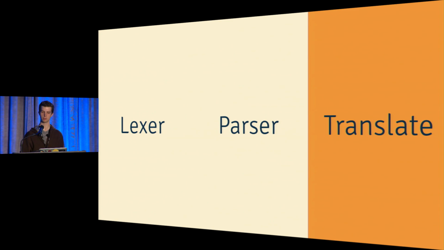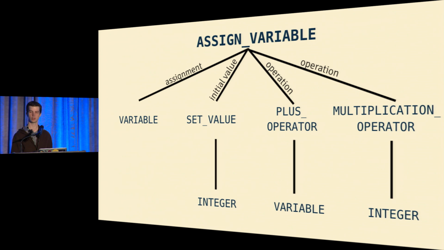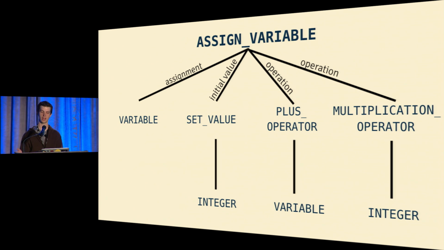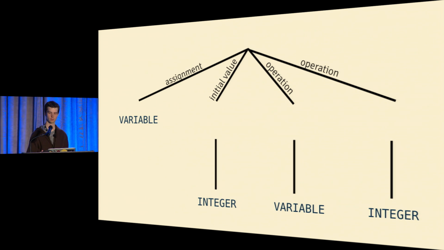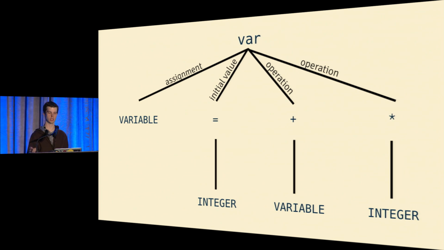So now we can generate some new code. In our case, we're going to be transpiling it, or compiling it, into JavaScript. So we just need to take the AST and convert it into syntactically valid JavaScript. Again, here's our AST. First, we have this assign variable section. We set the initial value and apply a set of operations against it. That might look something like this in JavaScript.